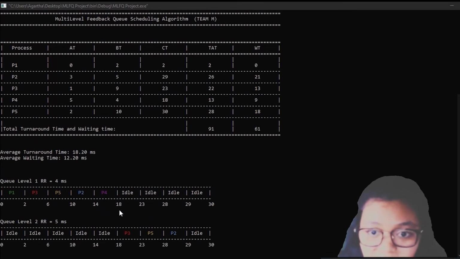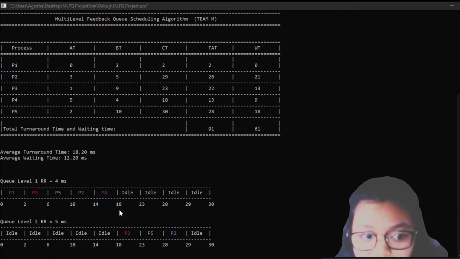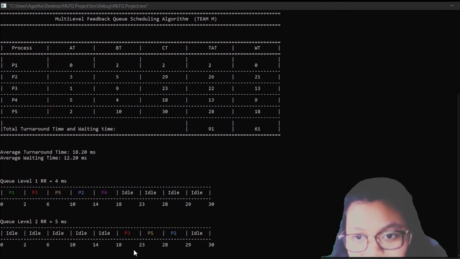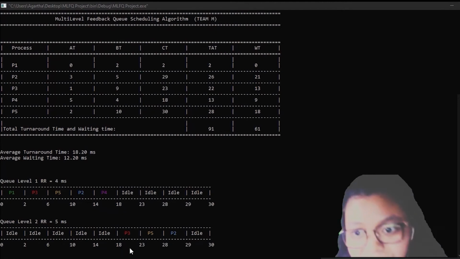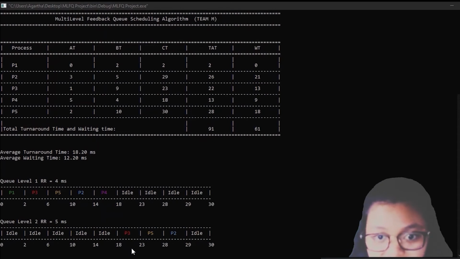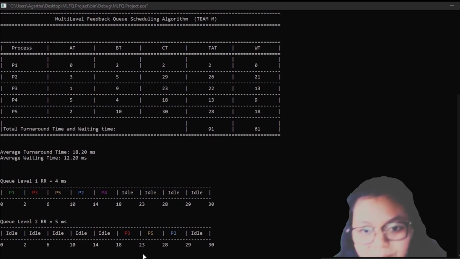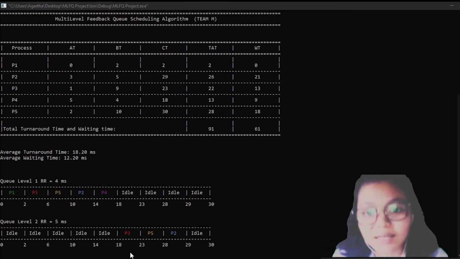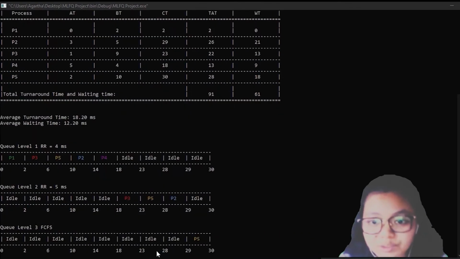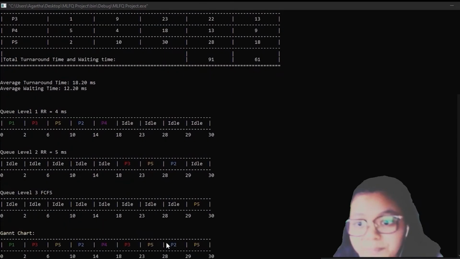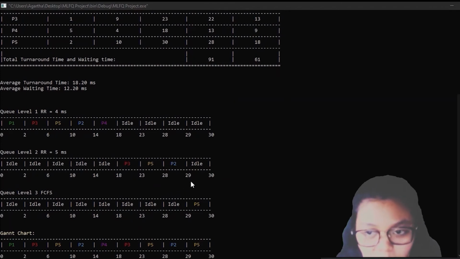At 23 milliseconds, P5 was ready to execute in the second queue level. So P5 ended at 28 milliseconds. You can see that there's one more millisecond remaining, so it shifted to the third queue, which is the first come first serve queue level. At 28 milliseconds, P2 was ready to execute in the second level and ended at 29, where it completes its burst time.